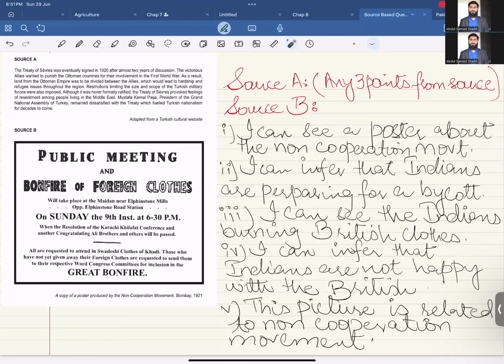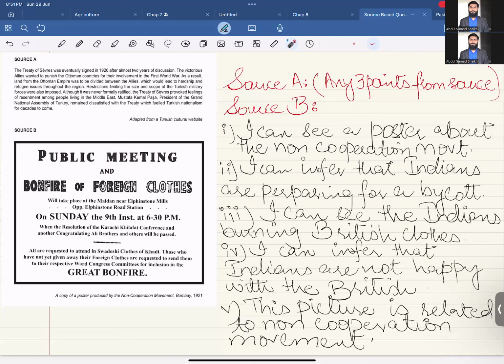अगर ये सोर्स में नहीं भी लिखा हुआ होता और हम इसको ऐड ऑन करते, so still it was fine, उसमें कोई प्रॉब्लम नहीं. अब बारी आती है इसको कनेक्ट करने की. I can infer that Indians are preparing for boycott, यानी कि जो पोस्टर है वो एक नॉन कोऑपरेशन मूवमेंट का है और इससे बात समझ आ रही है कि इंडियंस लोगों को इनवाइट कर रहे हैं फॉर बाइकॉट, और we can see that Indians are preparing for boycott. Both are correct. So this is how it's going to be.